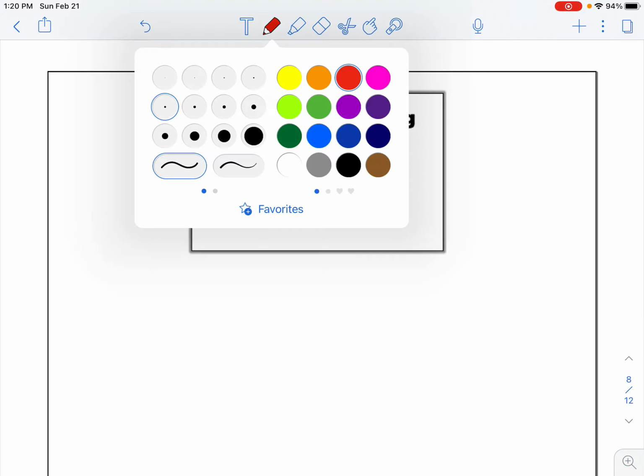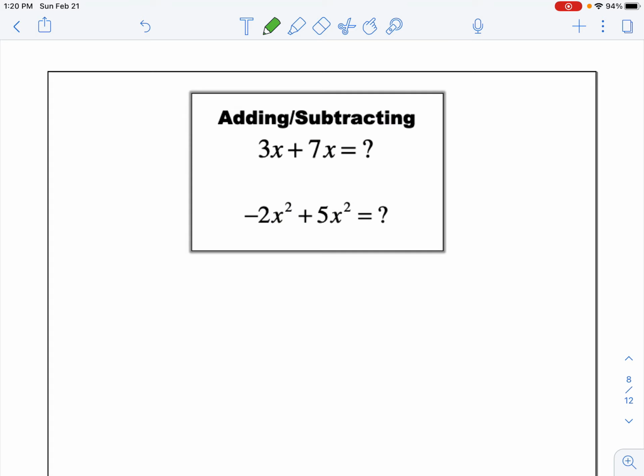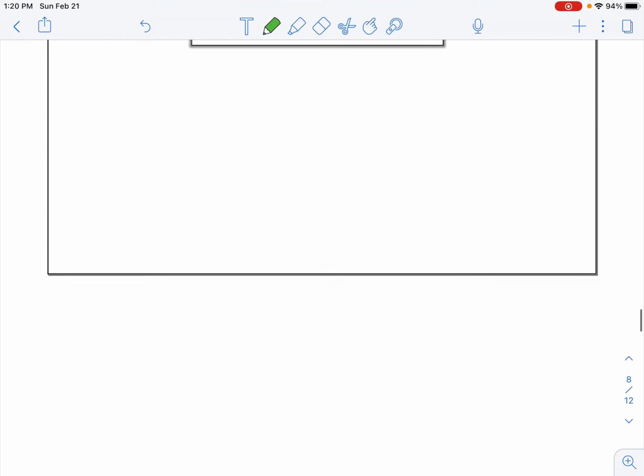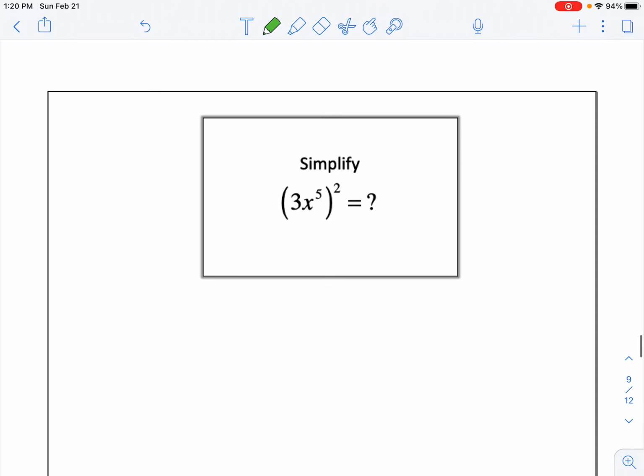All right, so just a reminder about what has happened in the past. Remember, when we add or subtract, we are only adding these coefficients. We have 3 x's and 7 x's, and that gives us a total of 10 x's. When we have negative 2x squareds and 5x squareds added together, that is going to give us 3 of the x squared. So we don't ever change the exponent power unless we're multiplying or dividing. For adding and subtracting, we can only add or subtract things with like terms.